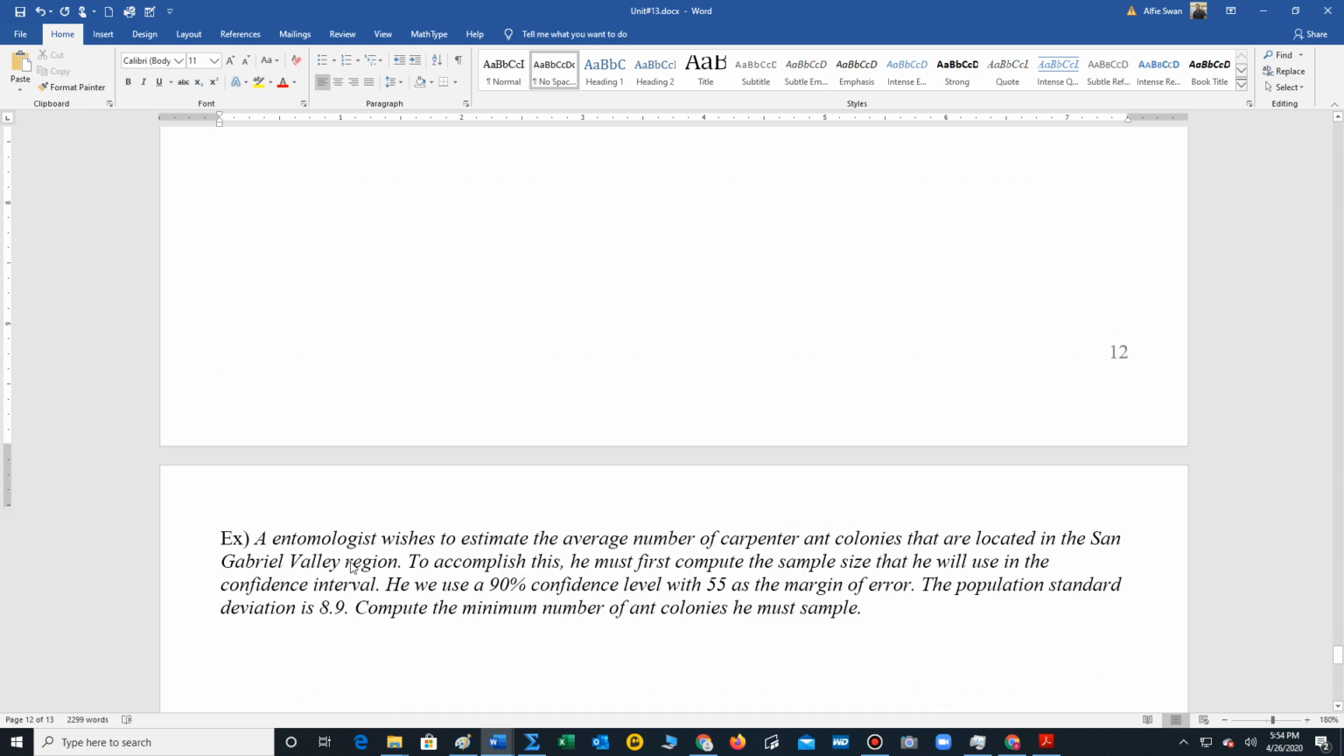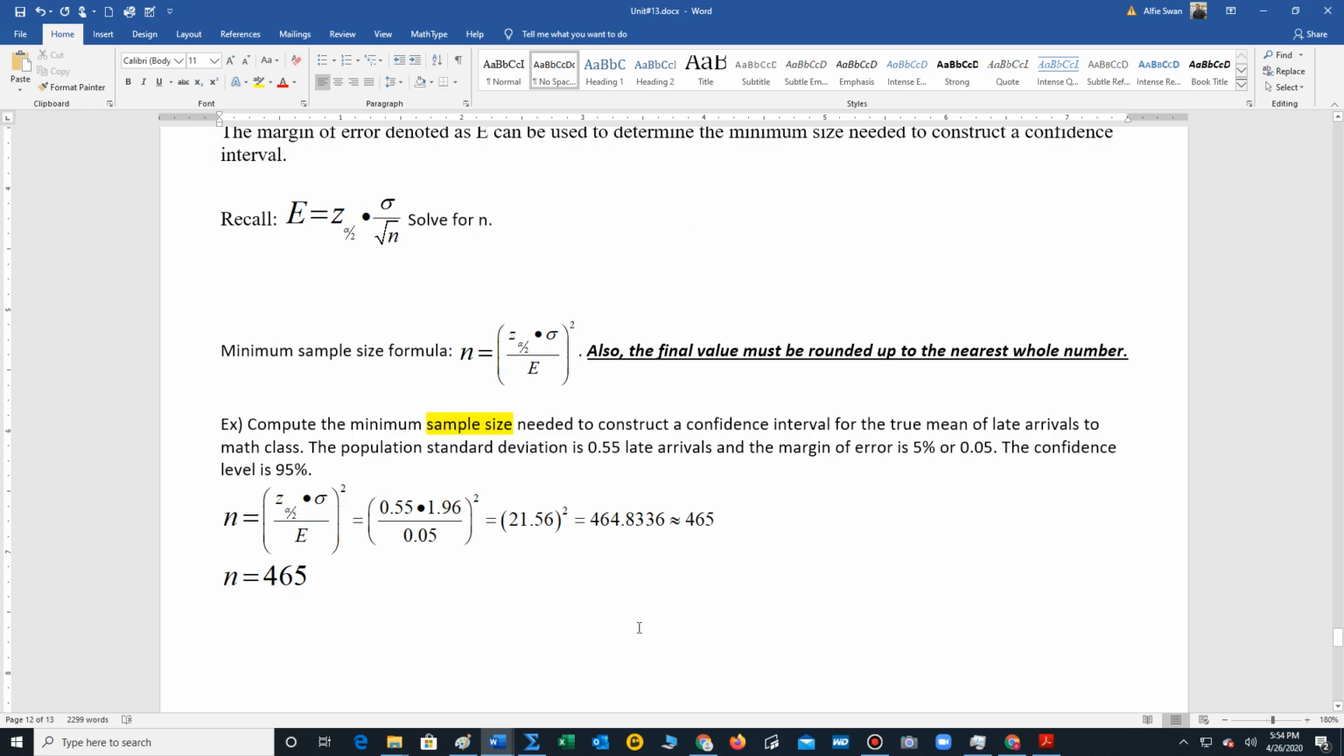And then there are a few problems for you to try. So I'll let you go ahead and try these problems. And we're now officially done with section 7.1.